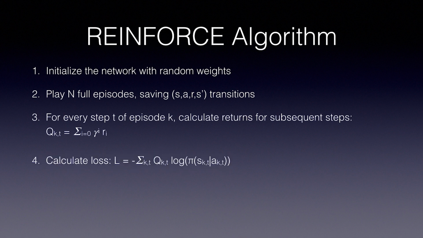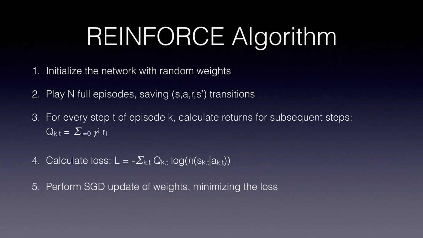4. Calculate the loss function for all transitions. Multiply each calculated Q value for each state and action taken by the log probability from the policy for that state and action. Sum them up and then negate them. Step 5. Perform stochastic gradient descent. Update the weights and minimize the loss. Step 6. Repeat from step 2 until converged.